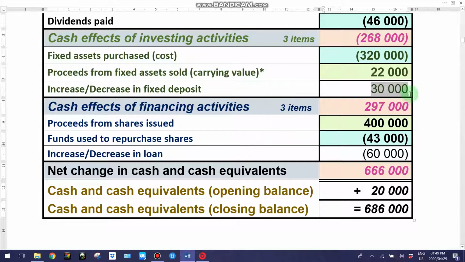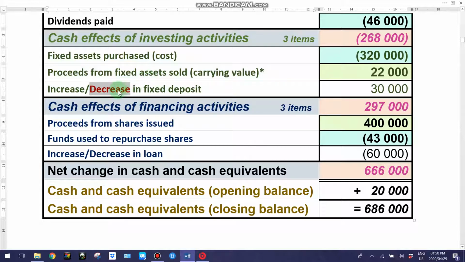In my example here, I've got 30,000 and I've got no brackets. So I'm saying that this 30,000 is an inflow of cash. If it is an inflow of cash, that means the fixed deposit, there was a decrease in my fixed deposit. Money came into the business. Fixed deposit has matured, and I received this 30,000. Therefore, my fixed deposit would have decreased. The balance from 1 year to the next would have decreased. Then I would not write the word increase. I'll just say decrease in fixed deposit.